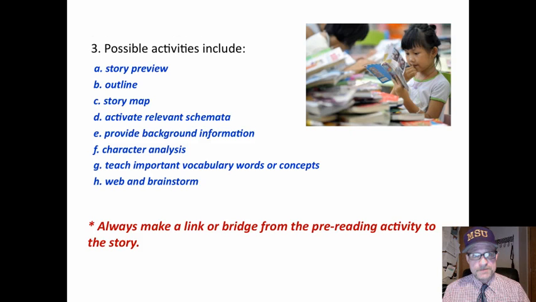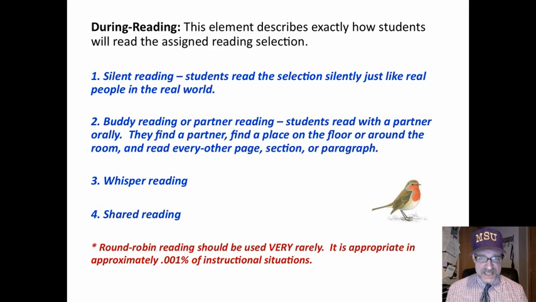Short, short, short. Possible activities include those right there, and those are just some for your low ability readers. Story maps or story structures or outlines. Sometimes you may have to teach important concepts or vocabulary, but again, keep it short. The goal is to read and understand or to read and enjoy. Always then make a link from the pre-reading activity to the story itself.